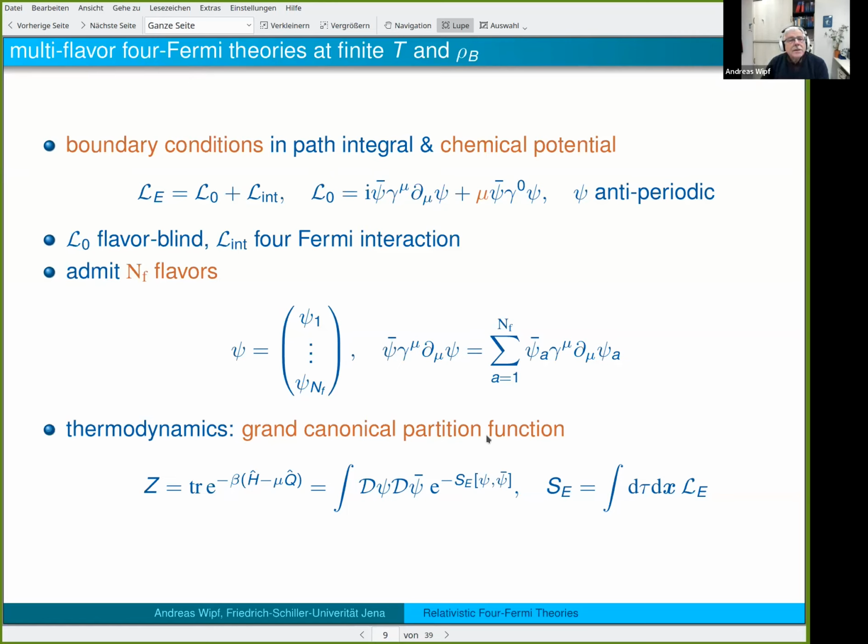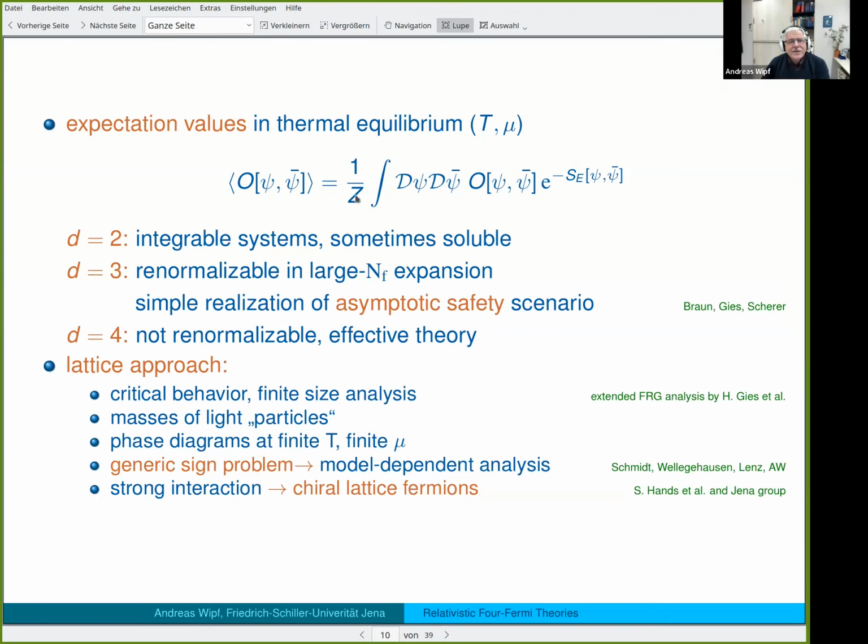Then we want to calculate expectation values, and in this path integral formulation, it's one of these partition functions, and again, a path integral, but now with this inversion of the operator. Some general remarks about this class of Four-Fermi theories of these interacting fermions.